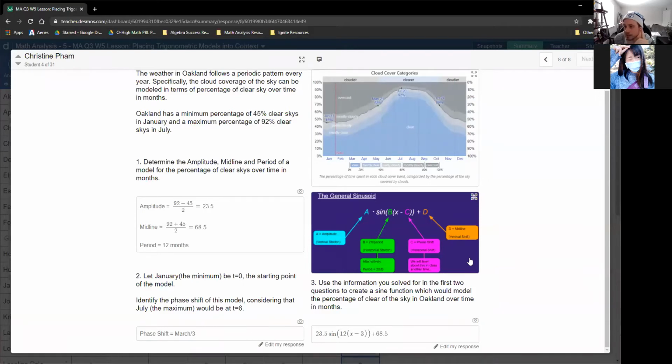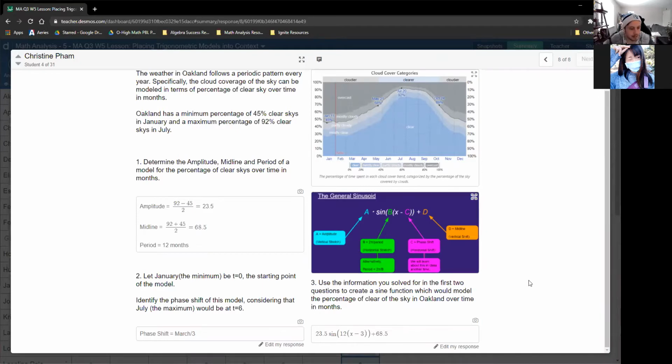You could, but what's interesting is you could technically make January time 1, t equals 1, in which case December of the previous year would be time 0. And all that's going to do is shift our values. So then my minimum is at time 1, my maximum would be at time 7, and so my midline would be at time 4, which is still April. But because we've defined January as time 0, it's all shifted over 1.